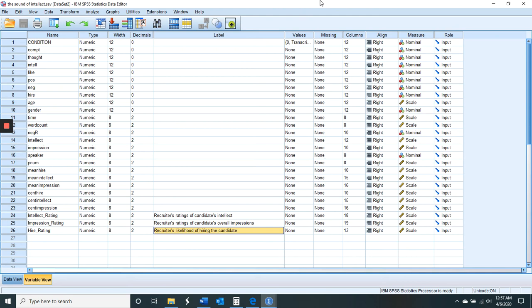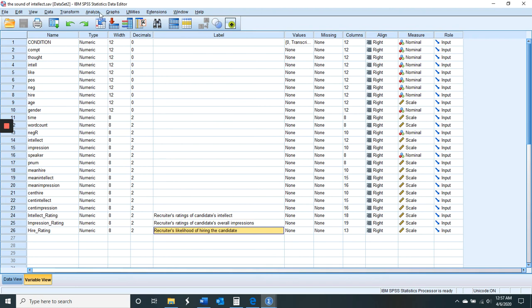And I'm going to run 3 different t-tests, independent t-tests, to test these. And I'm going to have you interpret each of those tests. So again, the condition was the recruiter either heard an audio recording of the job candidate describing themselves, or they read a transcript. So those are the 2 groups, and the dependent variables were rating the person's intellect, rating the person's overall impression of them, and rating how likely they were to hire the person.